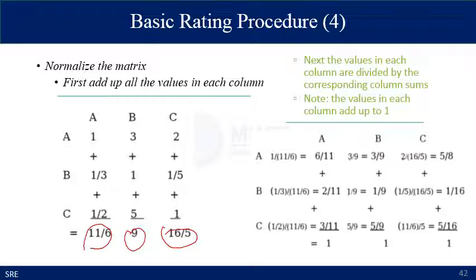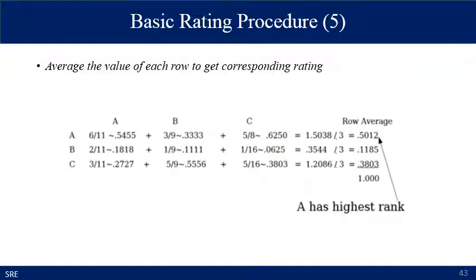So as you can see, 11 by 6 is divided with the column A for all of the values. Similarly, 9 is divided with B and 16 by 5 is divided with C. In the next step, average the value of each row to get the corresponding rating.